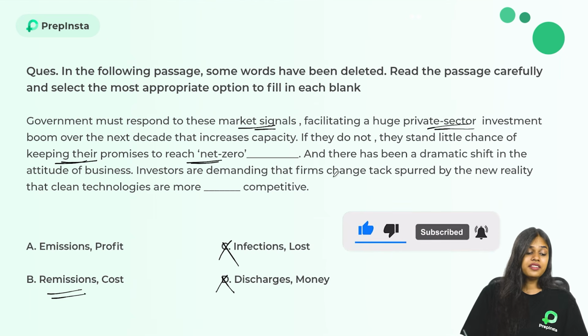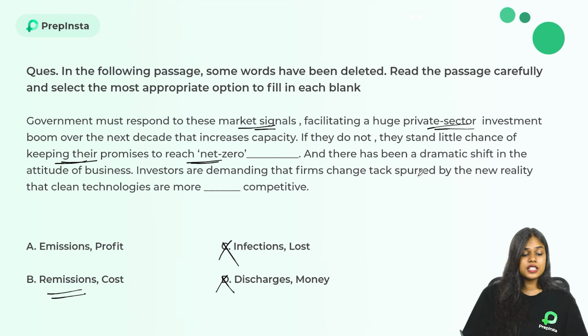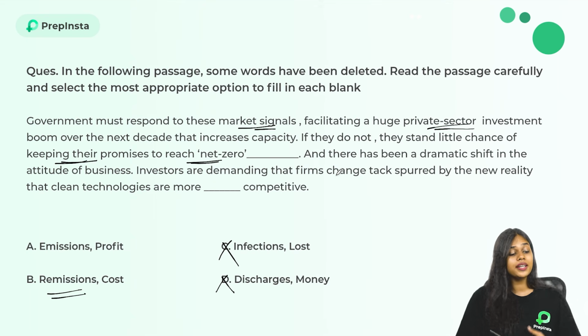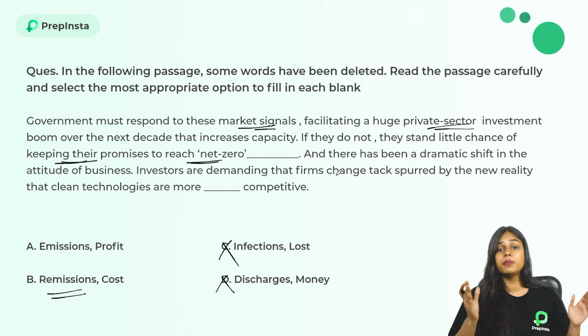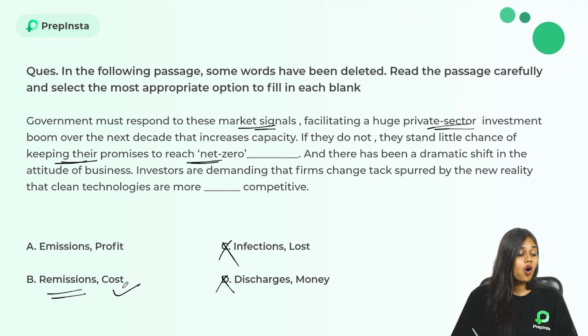Investors are demanding that firms change tack, spurred by the new reality that clean technologies are more cost competitive. So what are investors saying? That firms are not resorting to the cleaner technologies because they are cost competitive. Cost competitive means there are a lot of other technologies that have the same cost, and the cleaner technology is going to cost more. So it is very cost competitive.